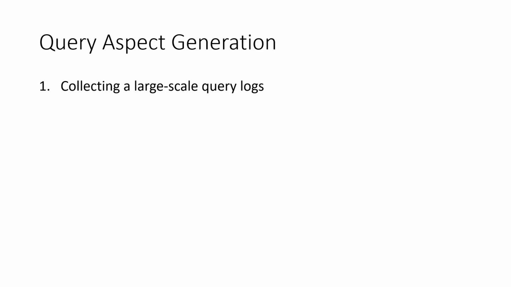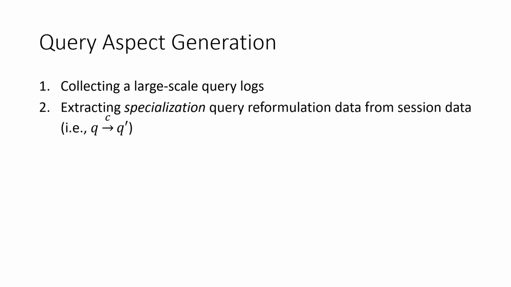Therefore, we have a query aspect generation component in all of our models. It starts with collecting larger scale query logs from a search engine. Then we extract the query formulation data from these query logs, from the same session, and we focus on the specialization type.